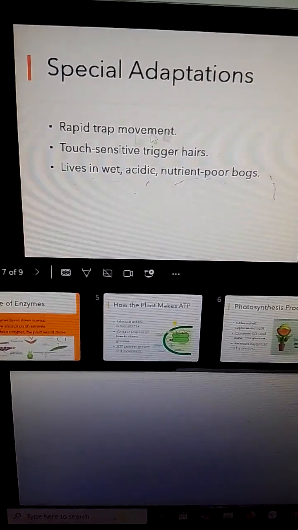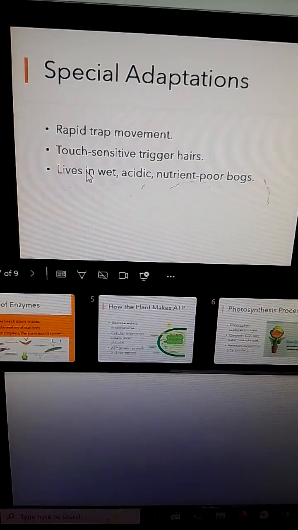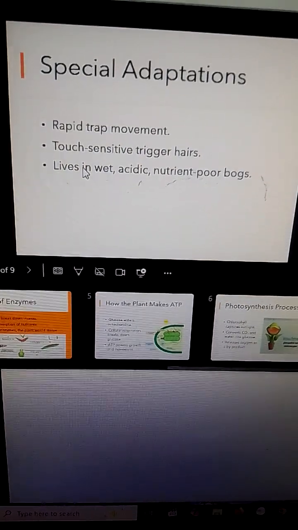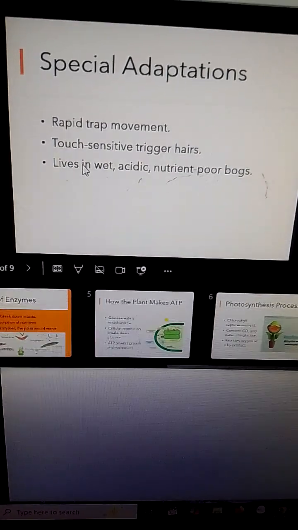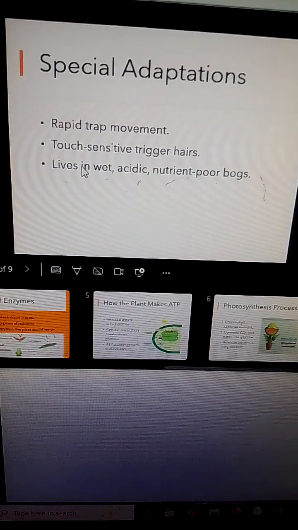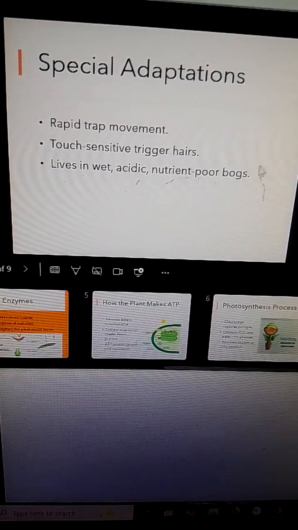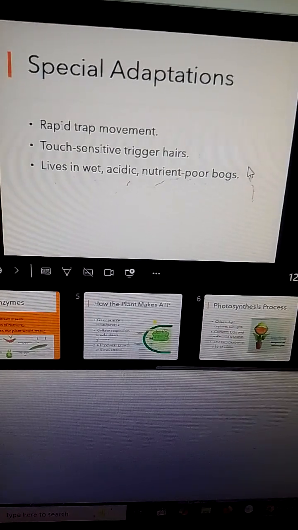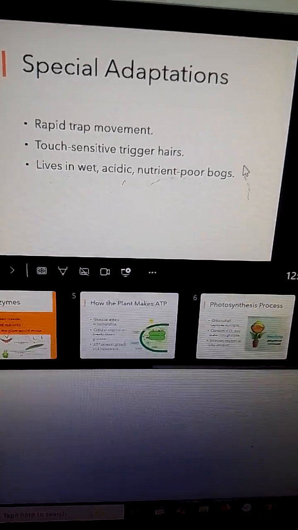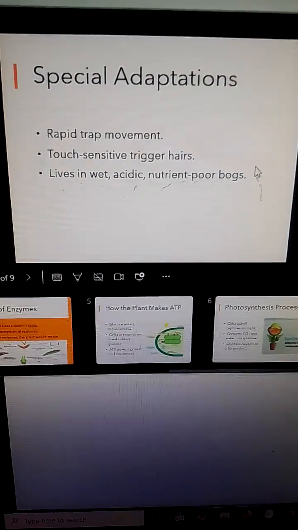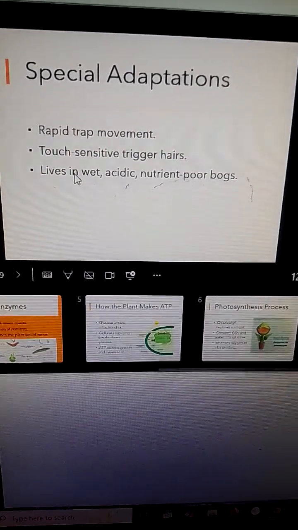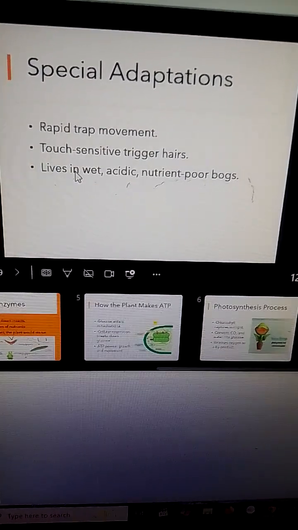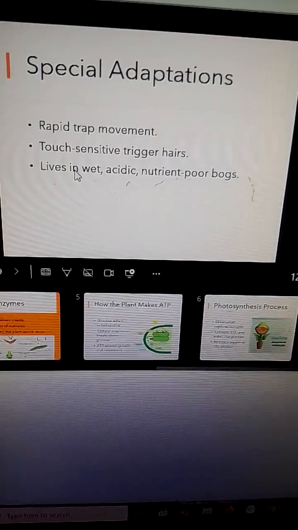Special adaptations. The Venus flytrap has some amazing adaptations that help it survive in its environment. First, it has special leaves that act like traps. These leaves close very quickly when their tiny trigger hairs are touched twice by an insect. This helps the plant avoid wasting energy on false alarms like raindrops.